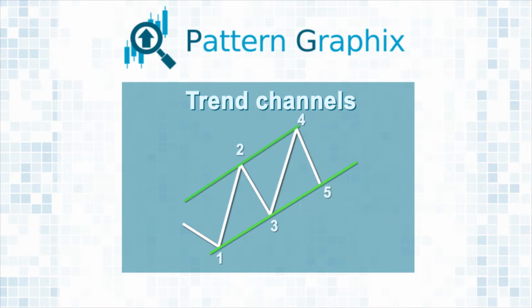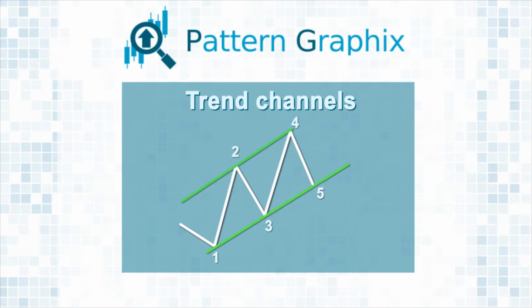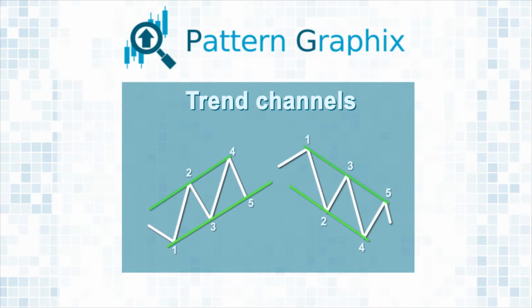A channel represents two parallel lines drawn through three price extremes. The lower border of a bullish channel runs through two lower extremes, while the upper line of a bearish channel runs through two higher extremes.